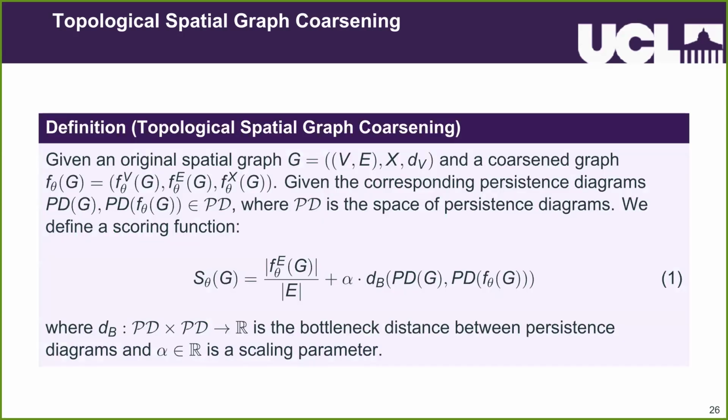So the idea was to define a score function. You have a starting graph, a coarsened graph, and you have the two corresponding persistent diagrams. The score function has two different components. One component is accounting for the number of edges that I'm deleting when I'm coarsening, so how many edges I'm getting rid of. And the other component is a distance function between persistent diagrams. So what I want is a trade-off between getting rid of many edges, because I want to simplify the graph, that's the final objective, and also preserving the topological structure.